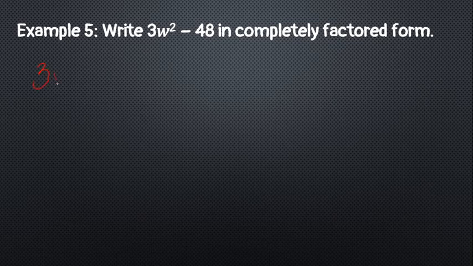So let's write 3w squared minus 48. The common factor of 3 and 48 is 3. So let's write 3, and then let's make another parenthesis for the other factor. So let's divide 3w squared by 3. The answer is w squared. Then minus 48 divided by 3 is 16.